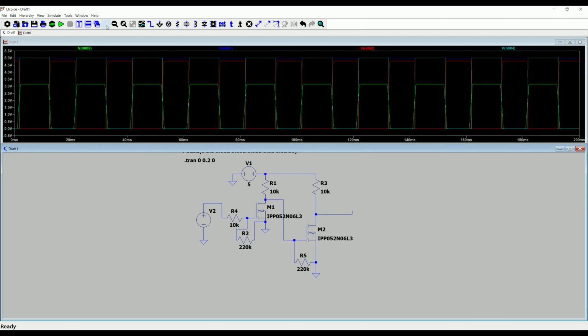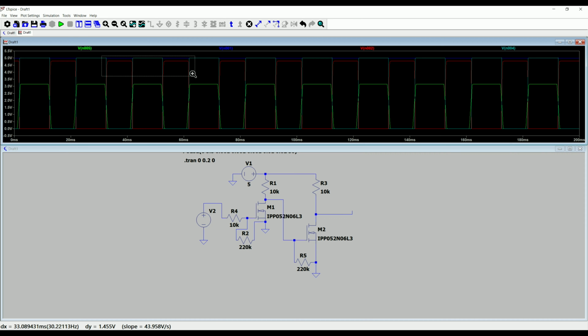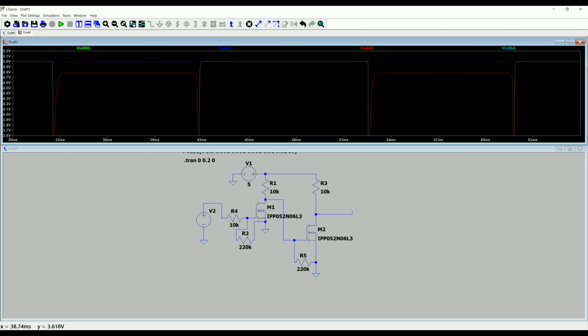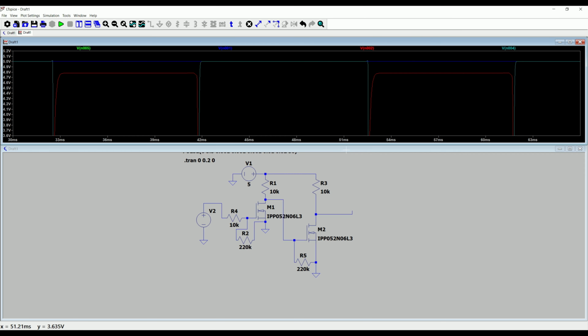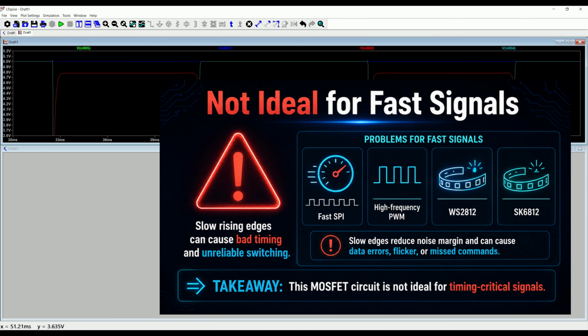But there are some limitations. Because the circuit uses 10 kilo ohm pull-up resistors, the rising edges are not very fast. The signal does not switch instantly from low to high. The speed depends on the pull-up resistors and the capacitance of the circuit. This means the circuit is not ideal for fast SPI, high frequency PWM or timing critical LED signals.